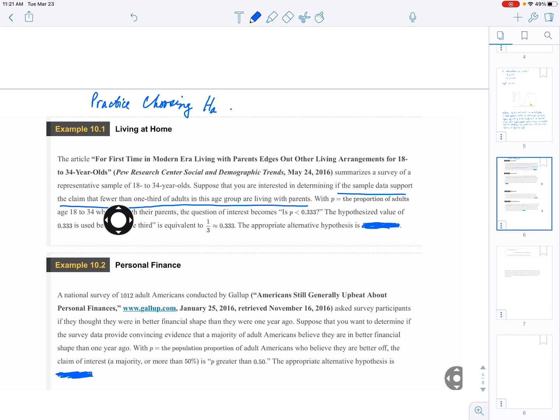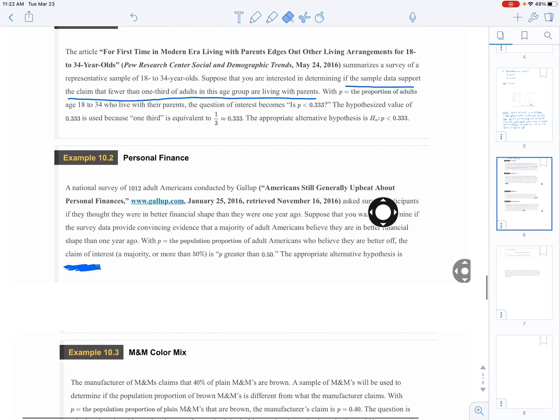Okay, so let me say that again. If you're trying to support a claim with data, then you better make sure that claim is the alternative hypothesis, because only alternative hypotheses can be supported with data. So you want to know if the sample data supports that fewer than 1/3 of adults in this population live with parents. So the appropriate alternative hypothesis, H sub A, is that p is less than 0.33. That's because this is what we want to show. We want to know if there's data to show this, and you can only have evidence to support the alternative. So you better make the alternative what you're trying to have data for, a claim that you're trying to support.